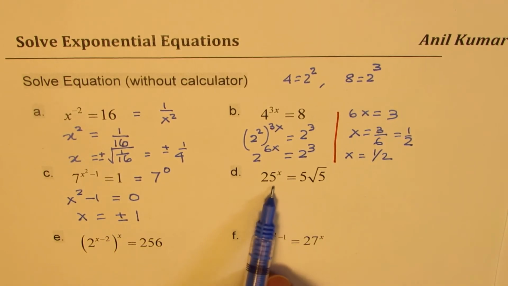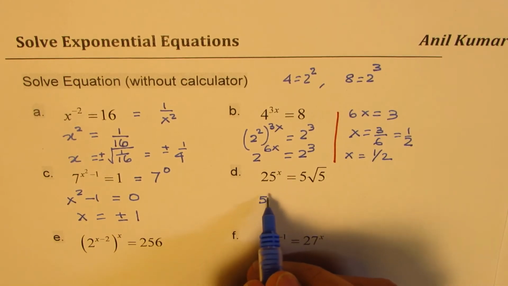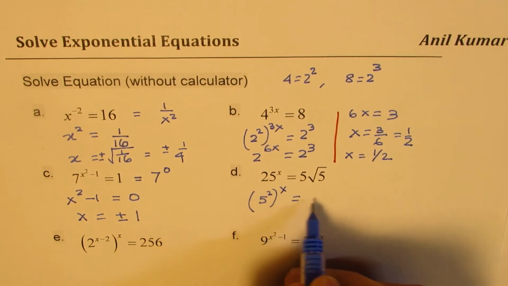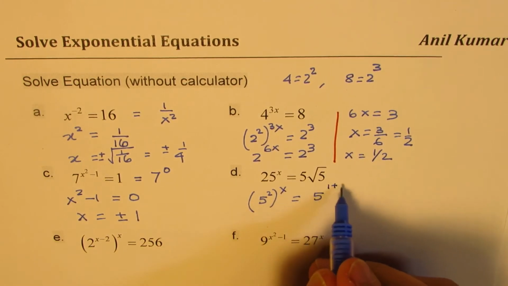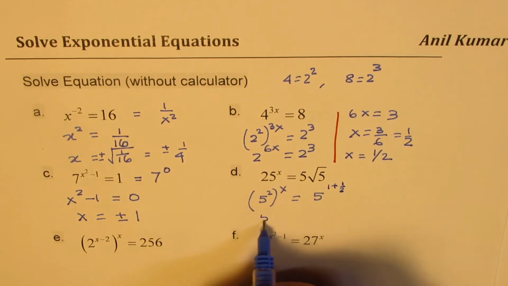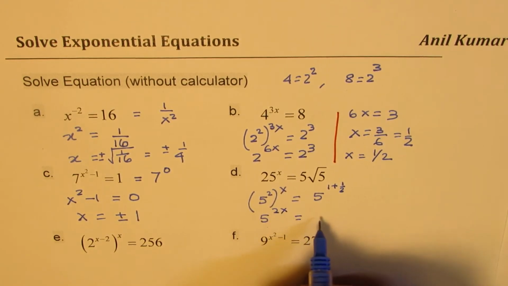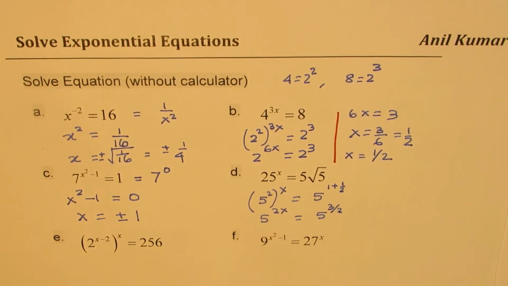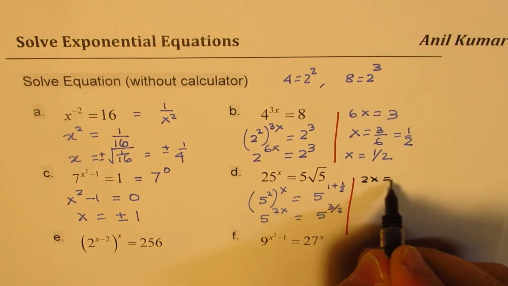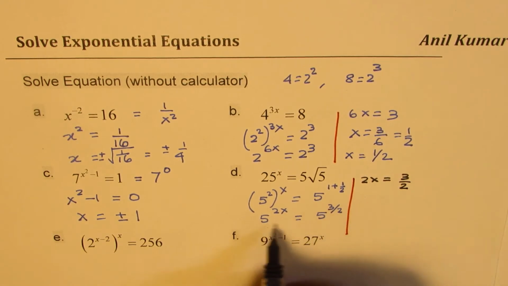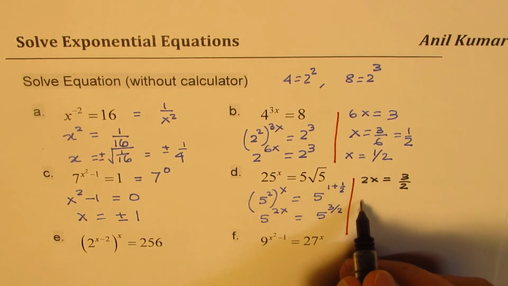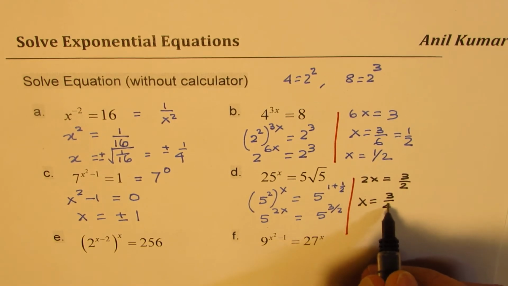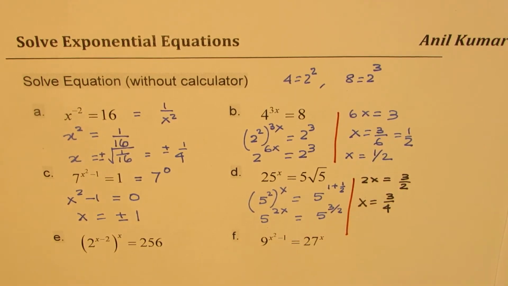D. 25 to the power of x equals 5 square root 5. 25 can be written as 5 square to the power of x, and that equals 5 to the power of 1 plus half, right? Square root 5. So we get 5 to the power of 2x equals 5 to the power of 3 over 2, right? So that really means that 2x is equal to 3 over 2. Whenever you get the same base, you can equate the exponents. Or x equals 3 over 4. So x equals 3 over 4 is your solution.